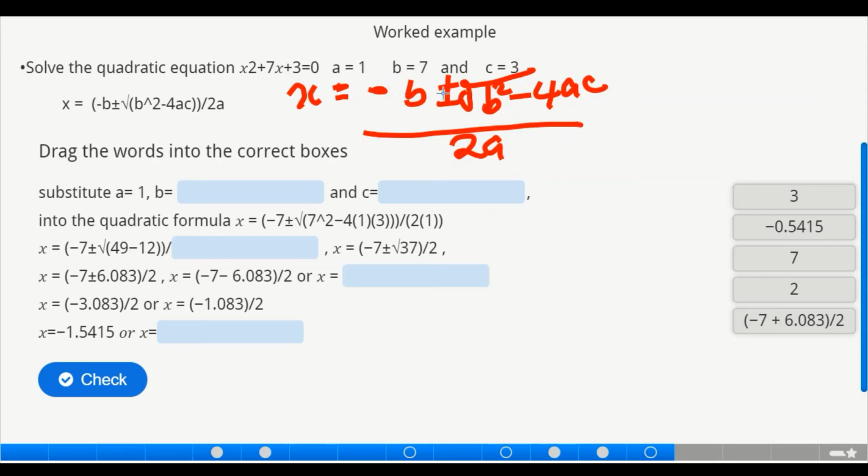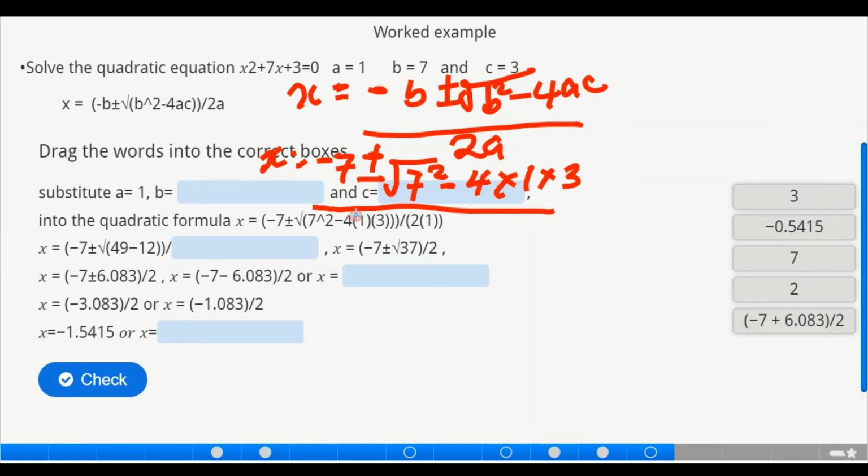Now, wherever you see b, put 7. Wherever you see a, you are fixing 1. And wherever we see c, we are replacing it with 3. So we have x equals minus 7 plus or minus square root of 7 squared minus 4 multiplied by 1 multiplied by 3, divided by 2 multiplied by 1. Now we have x equals minus 7 plus or minus the square root of what is 7 squared? 7 squared is 49. So we have 49 minus 4 times 1, which will give us 4.